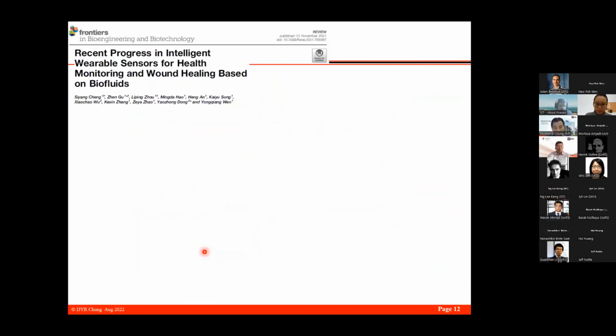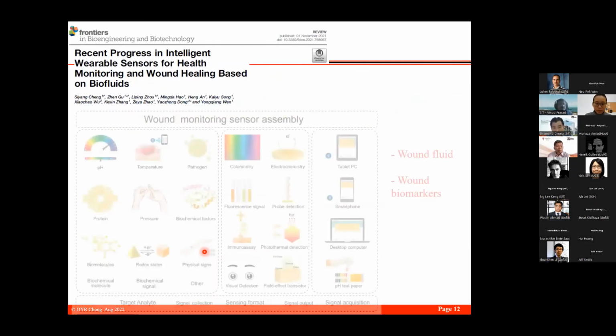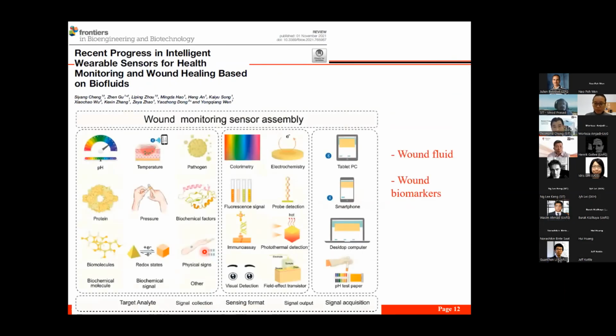Okay, so of course, recently, there are also people looking at sensors for wound healing or wound monitoring, which is something that has gained a lot of research interest recently, right? So depending on how you are going to develop a sensor for wound monitoring, for recovery or wound healing, they're really looking into the different types of wound biomarkers, right?